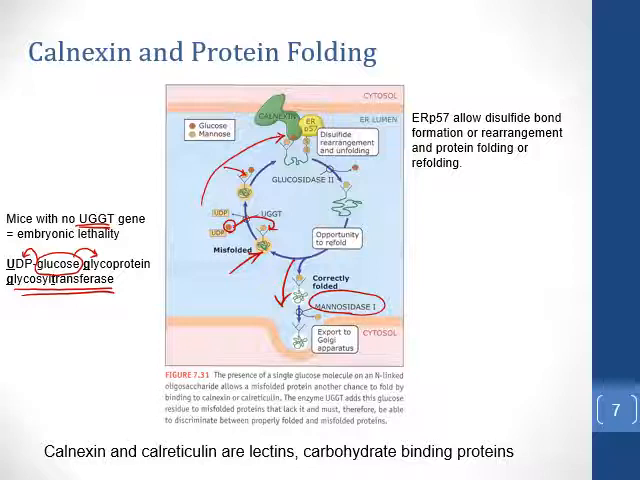But what if it doesn't refold properly the second time? Well, we're just going to repeat the process. We're going to add a glucose to it again and go through that whole sequence of events again until hopefully it gets properly folded. Now, all the way at the end of this lecture, we'll figure out what happens if it never gets properly folded. Let's not worry about that now.